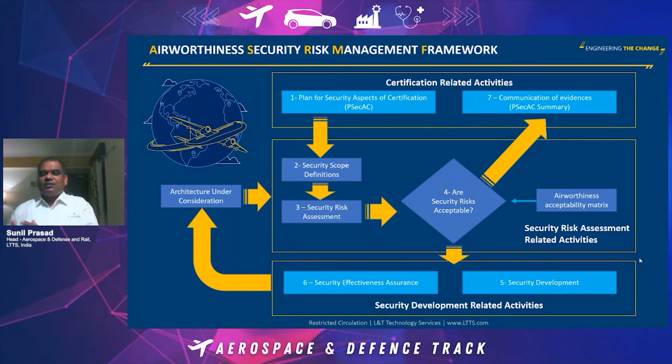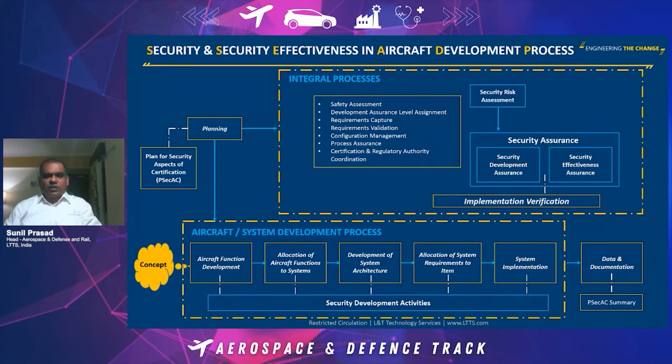So all of this will get into an acceptability matrix, basis which will determine whether security risk is acceptable or not, and accordingly the associated architecture or security consideration has to be implemented. So the entire development process, as described in DO-326, to make it effective, has 2 key elements. One is the integral process, which is a continuous process to develop the safety assessment and ensure that the assurance of the security aspects are taken care together, right?